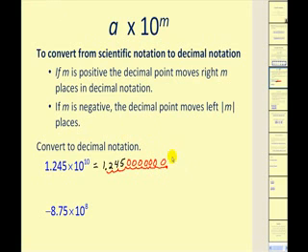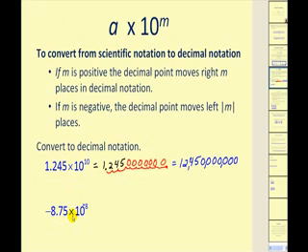Now to make it clear what our number is, we should rewrite this. So 1.245 times 10 to the 10th power is equal to 12,450,000,000. Now in the second example, we can see we're multiplying negative 8.75 times 10 to the power of negative 8. Multiplying by a negative power of 10 will make the number in decimal form less than negative 8.75.